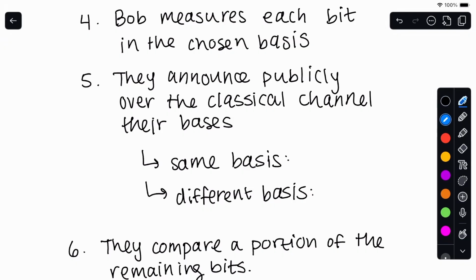And this is totally fine to do because they're not announcing any part of the key. They're just announcing what bases they chose to perform measurements, which gives you no insight into what the key is. So then, if they chose the same basis, they're going to keep the bit because they should be in agreement. And then if they're in a different basis, they're going to discard that bit. Now, if everything is perfect, then every single one of the bits where they measured in the same basis should be identical. But there could have been someone interfering along the way.